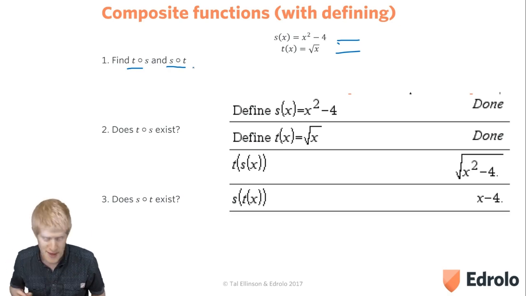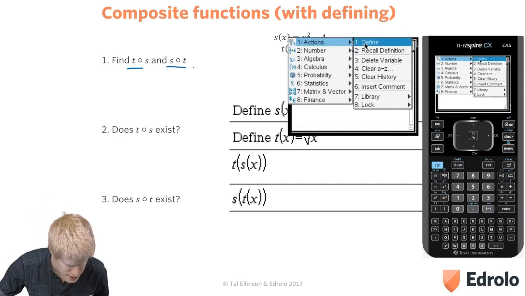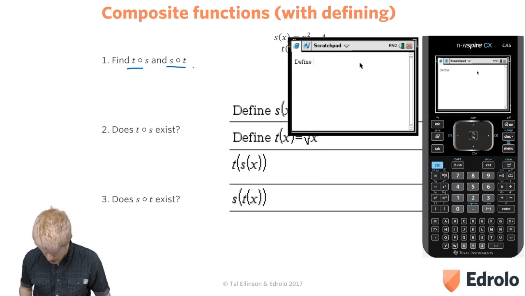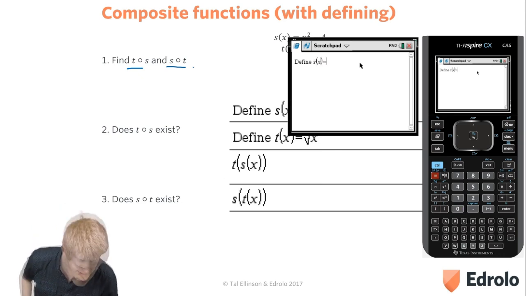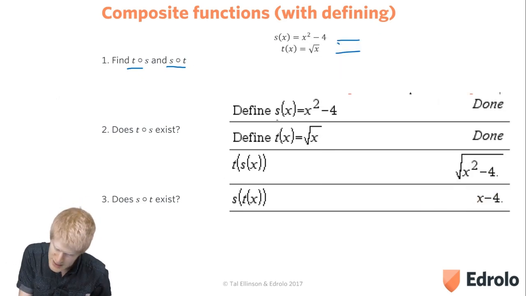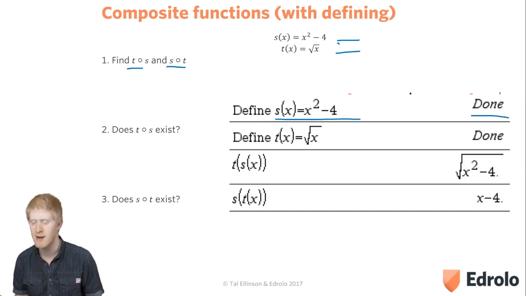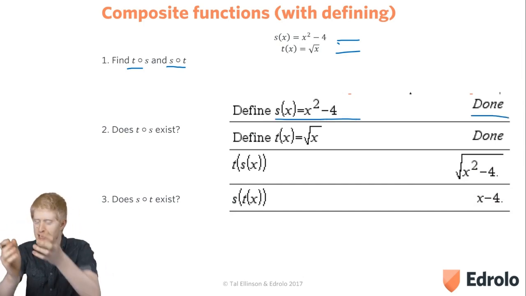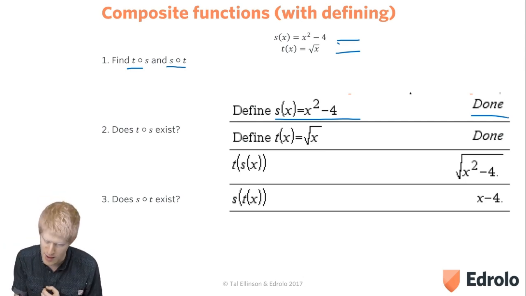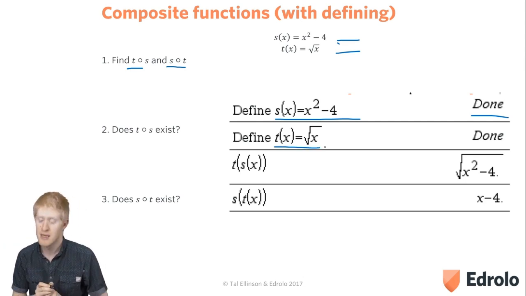Let me show you where you can find that. You press menu, actions, and define. And in there you type in what you want. S of x equals something. I've done it over here: s of x equals x squared minus 4. Done, it's stored. Now whenever you call upon s of x, it will think x squared minus 4. You can do the same with t of x.